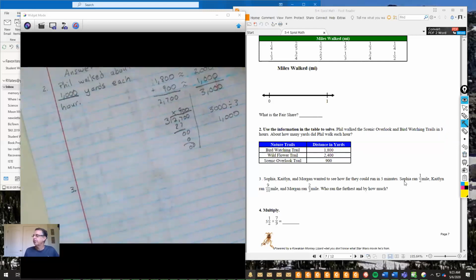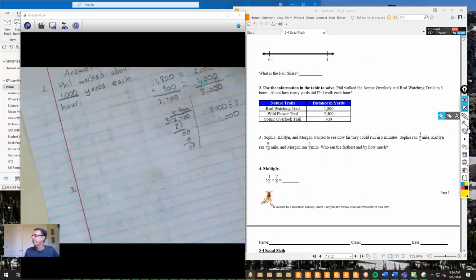On number 3, Sophia, Caitlin, and Morgan wanted to see how far they could run in 5 minutes. Sophia ran 1/2 mile. Caitlin ran 9/10 of a mile, and Morgan ran 2/3 of a mile. The question here is who ran the farthest and by how much? So actually we don't really need the 5 minutes at all. That is just extra information we don't need.